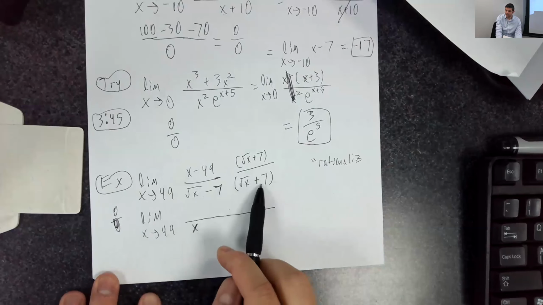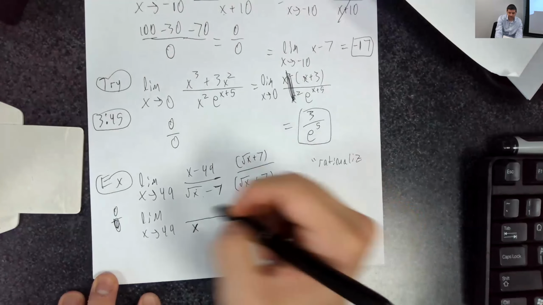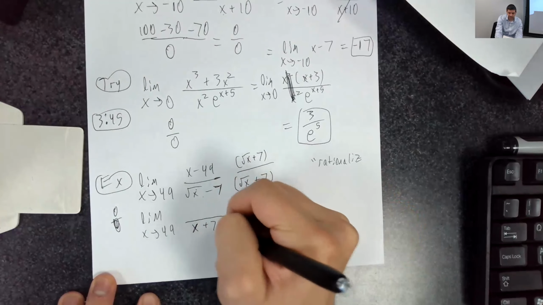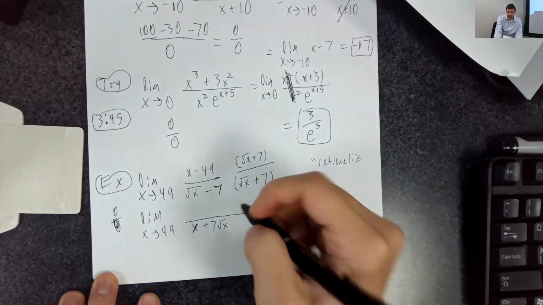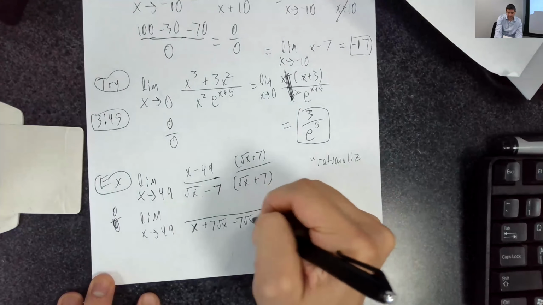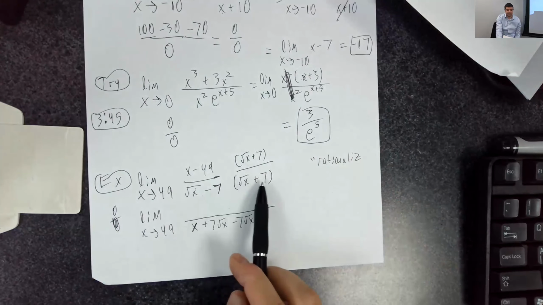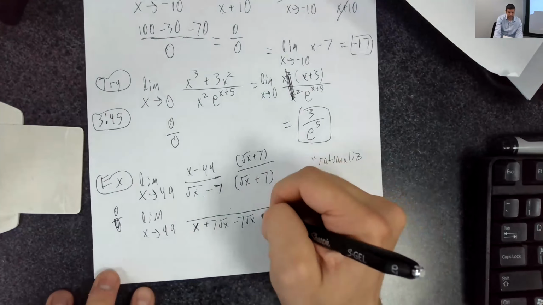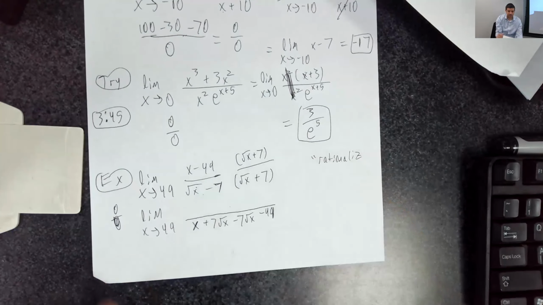Then I have radical x times 7, so plus 7 radical x. And I have minus 7 times radical x, so minus 7 radical x. And then what's minus 7 times 7? Minus 49, like that.